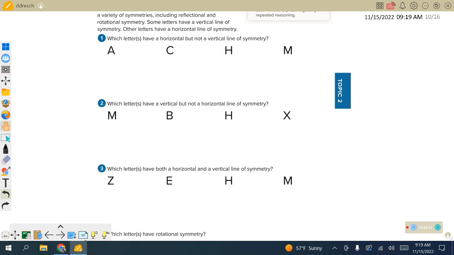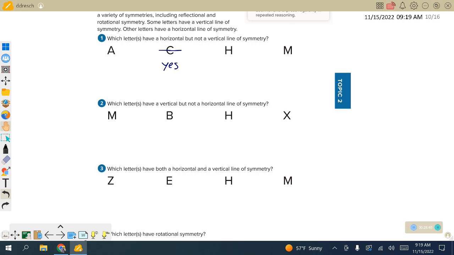Okay, so as I was just seeing up here, they were saying you gotta have one or the other, one but not the other, right? So let's circle them out. Does A match that up? No. What does that have? It's got a vertical, but we don't want that, do we? All right, so what about C? C does, right? C has the horizontal, but not the vertical, does it?